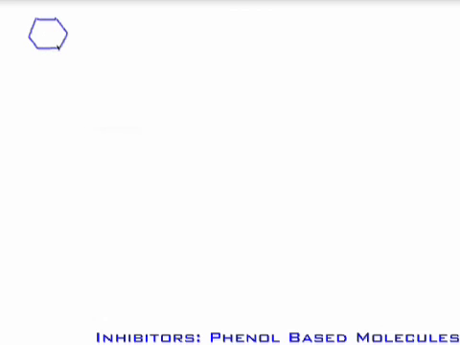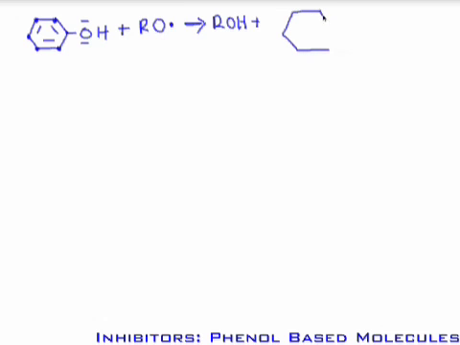Many free radical inhibitors are based on the molecule phenol. The reason for this is phenol has a unique ability. I'll put dots for the carbons again so it's easy to see. When it reacts with some kind of radical, say there is an RO dot, the RO dot will scavenge the hydrogen, making ROH, and you will produce the phenoxy radical.